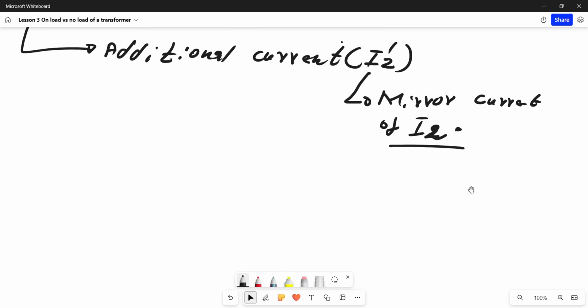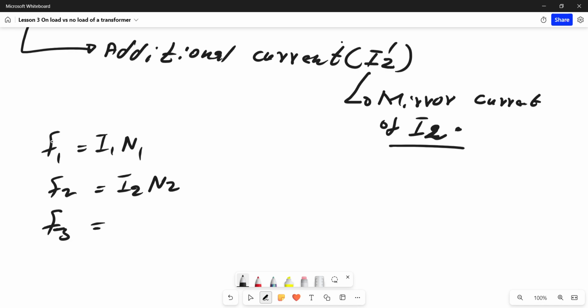When this current flows in the primary, you'll have an F3. Remember we had the original F1, I1, N1, and then F2, I2, N2. So now we have F3. F3 is I prime 2 times N1 because it is in the primary.